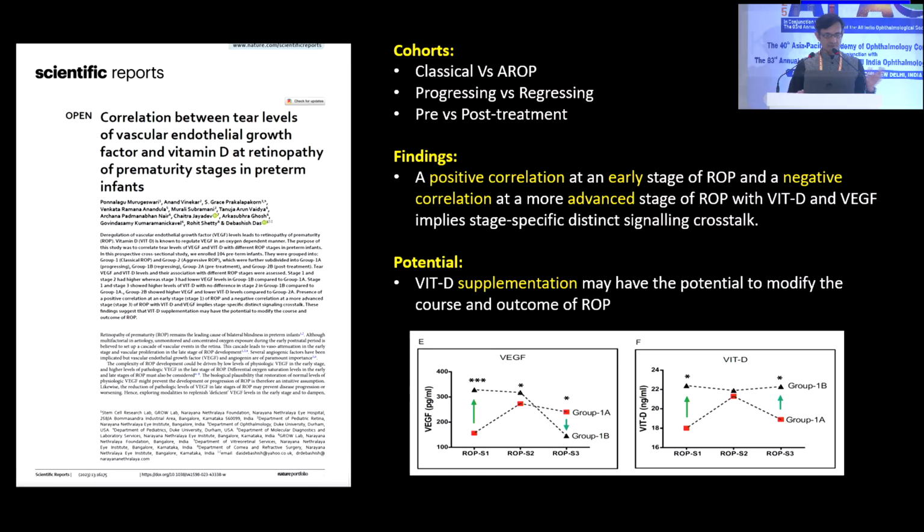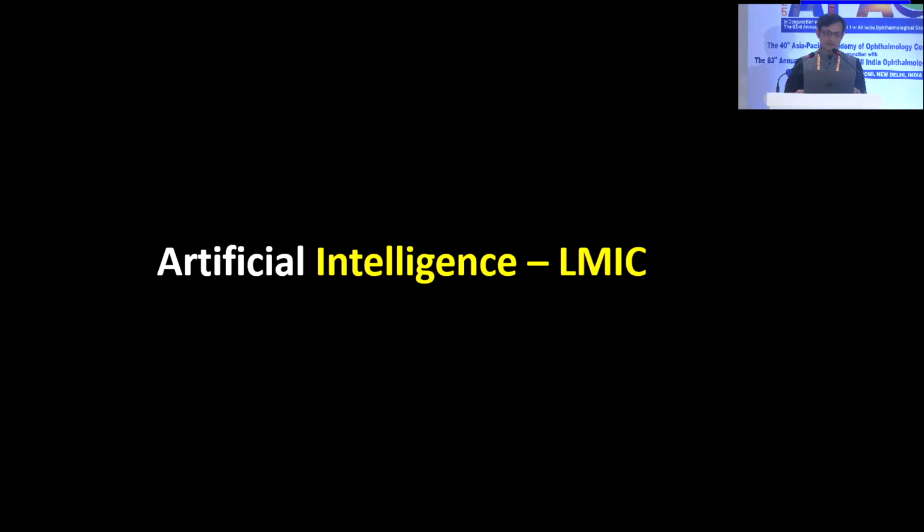And continuing our tear work were our vitamin D assays in the tears, and again they have a very strange relationship with the progression or regression of ROP. Depending on whether you're seeing them at an early stage of ROP, there is a positive correlation, and a negative correlation between vitamin D and VEGF at a later stage.